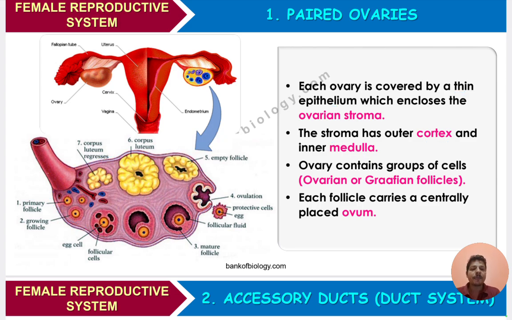Ovary contains group of cells, ovarian or Graafian follicle. As you can see it is labeled primary follicle, or you can say immature egg, growing follicle. Then coming to egg cell or follicular cells, as you can see mature follicle. And fourth one, ovulation, where the protective cells and egg come out, and the remaining part is empty follicle. Then comes corpus luteum and it regresses.